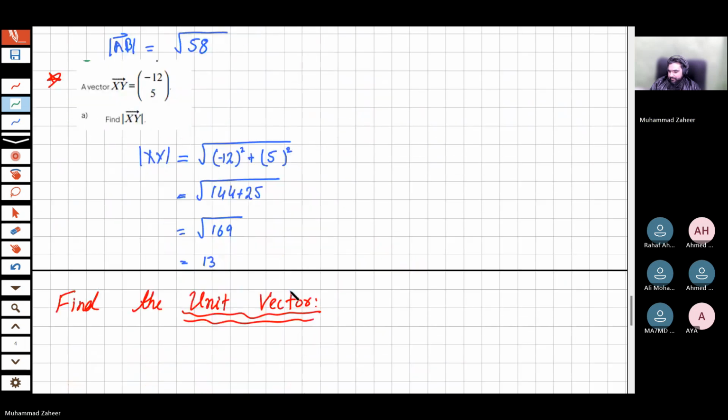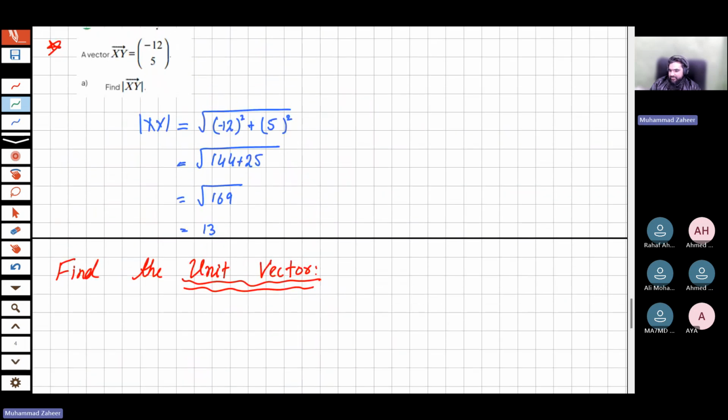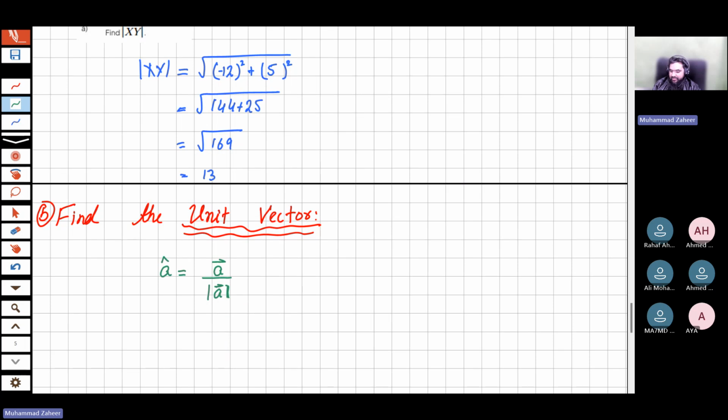So let's see how to find the unit vector of this one. This is the B part. So I just told you the formula. The unit vector is equal to the vector divided by the magnitude of the vector. Okay, the notations are really important. If I'm just going to make a line, it means magnitude. If it is without a line, it means it is a vector. If it has a small cap, it means that we are talking about the unit vector.